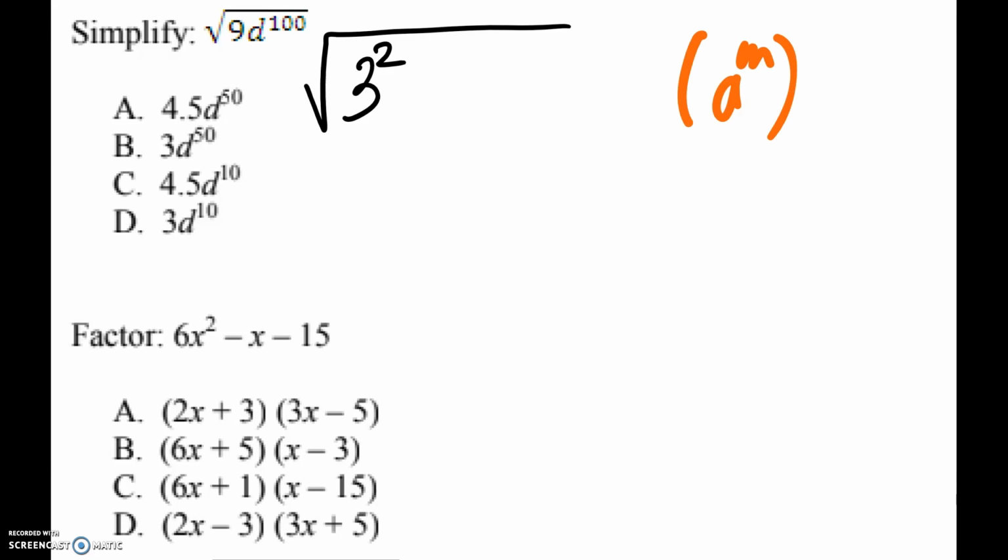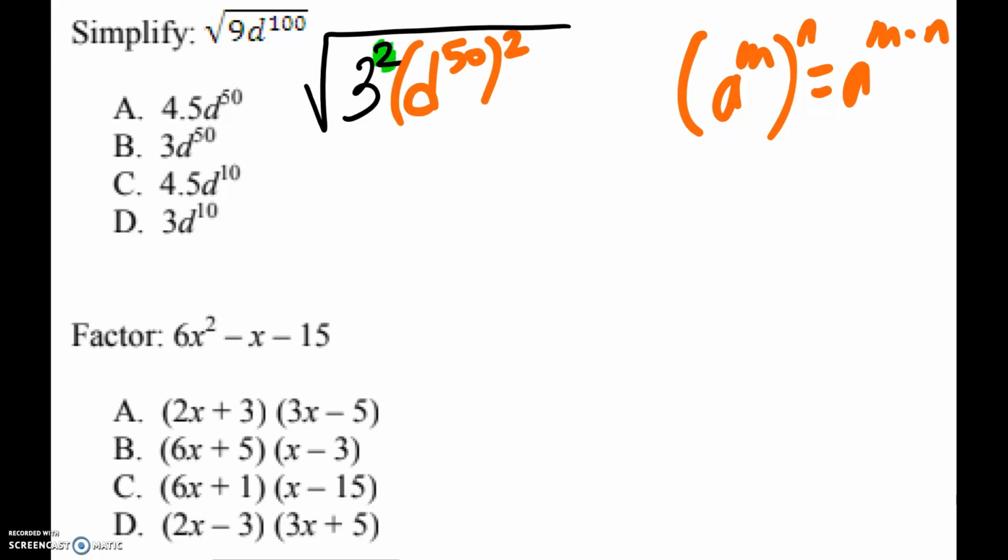Hi everyone, we are going to simplify this radical. Just remember by number sense, we know that 9 is 3 squared, and from the power of a power property, remember (a to the m) to the power of n is a to the m times n. So 100 is 50 times 2. We can rewrite this as d to the 50th power squared, which is actually d to the 100.